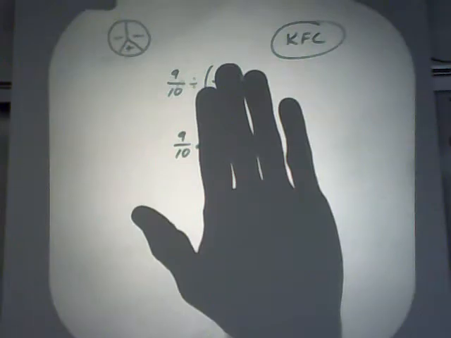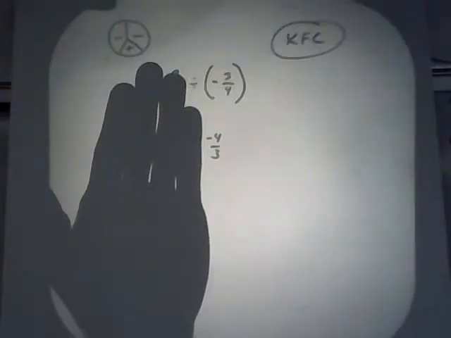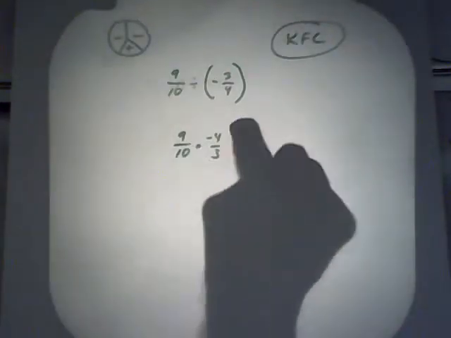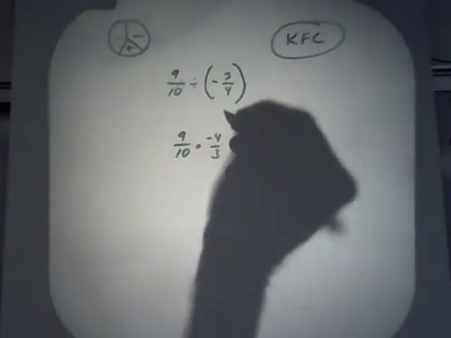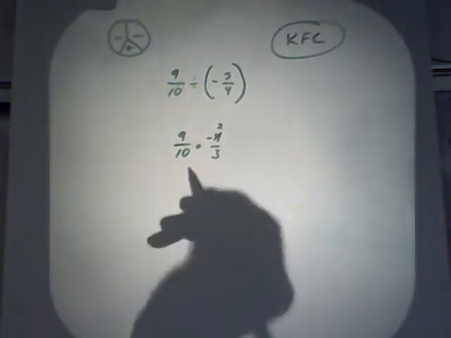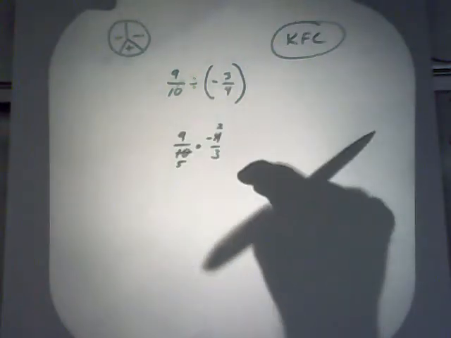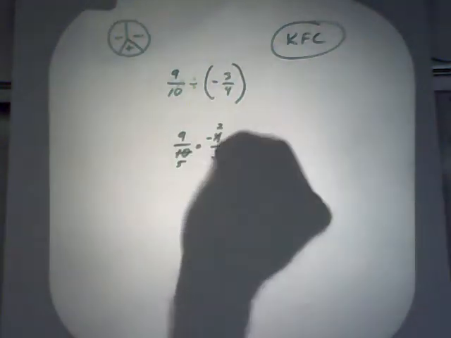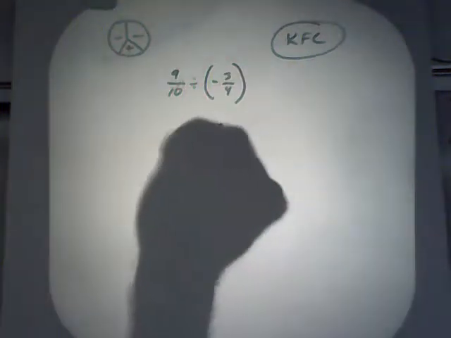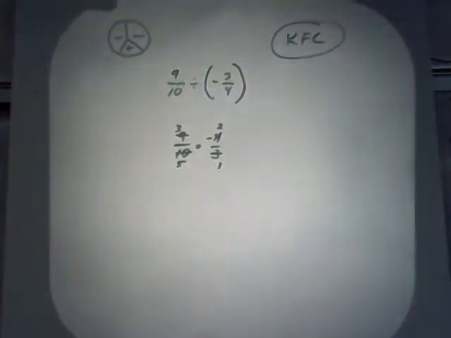Can I reduce that? No. Can I reduce that? No. What about going across? Yes. 2 goes into 4 twice. 2 goes into 10 5 times. What about going across this way? 3 and 9. Yes, 3 goes into 3 once. 3 goes into 9 3 times.